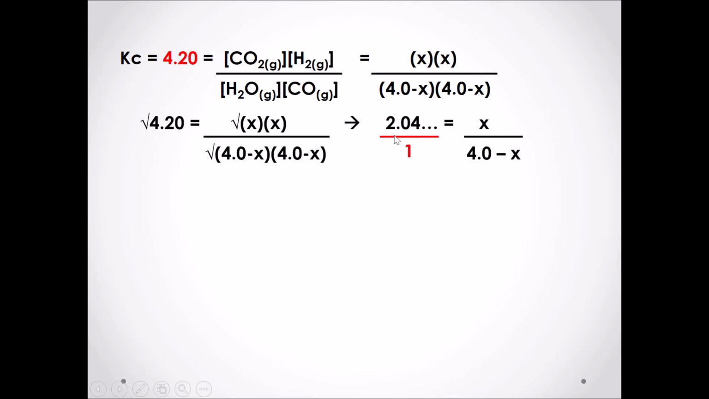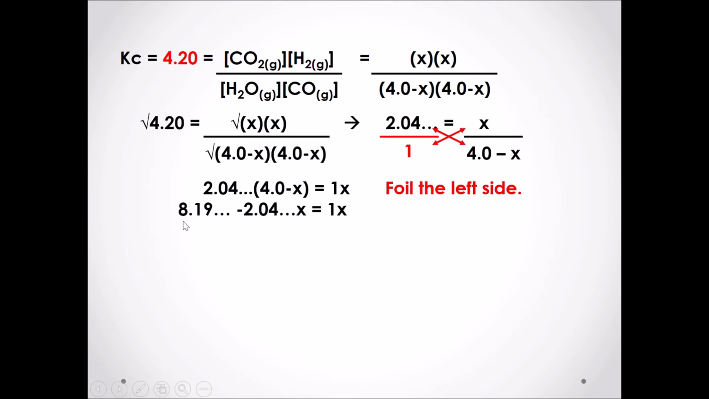We can assume that the 2.04 is over 1 and cross multiply. This will leave us with 2.04 times 4.0 minus x, which is equal to 1x. We have to FOIL the left side of our equation, which means we will take the 2.04, times it by 4.0, and then times it again by minus x. This will give us 8.19 minus 2.0x, which is still equal to 1x.